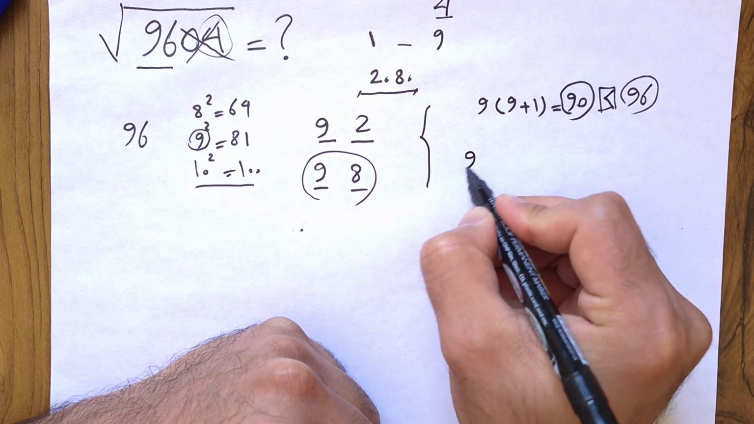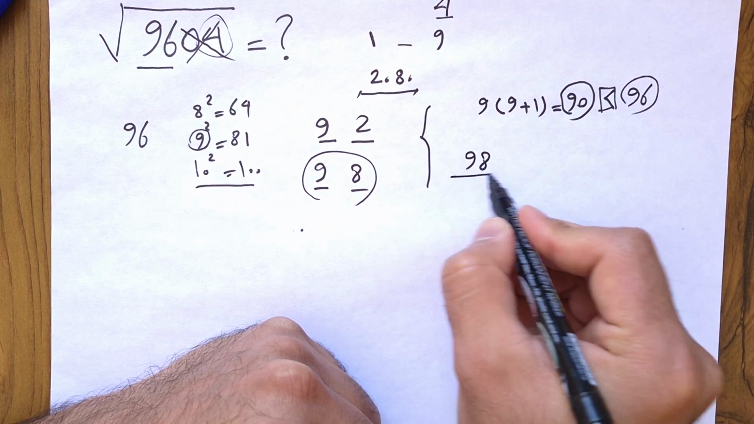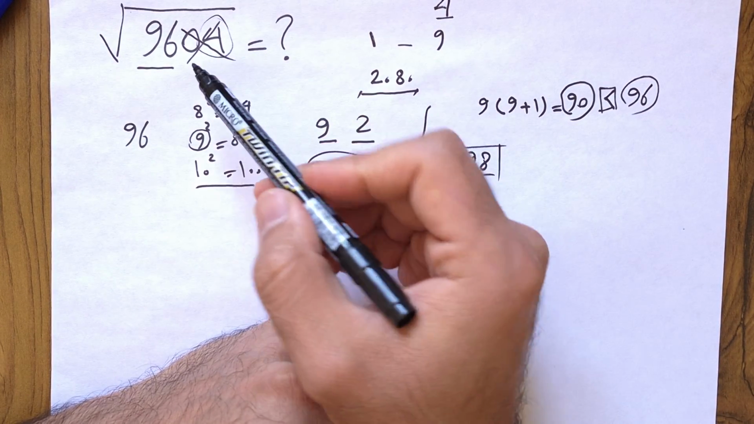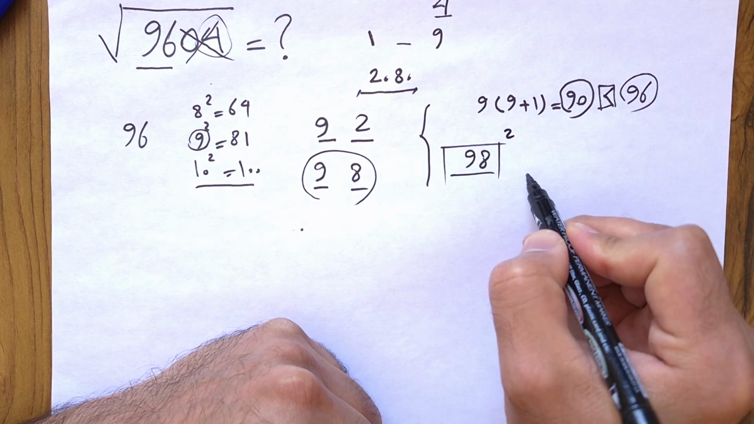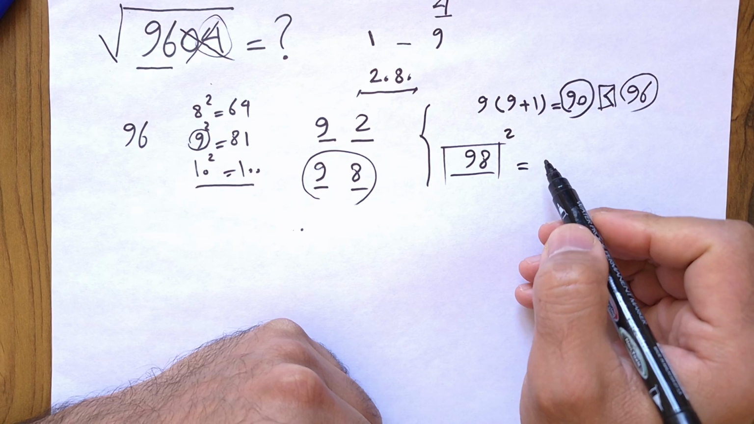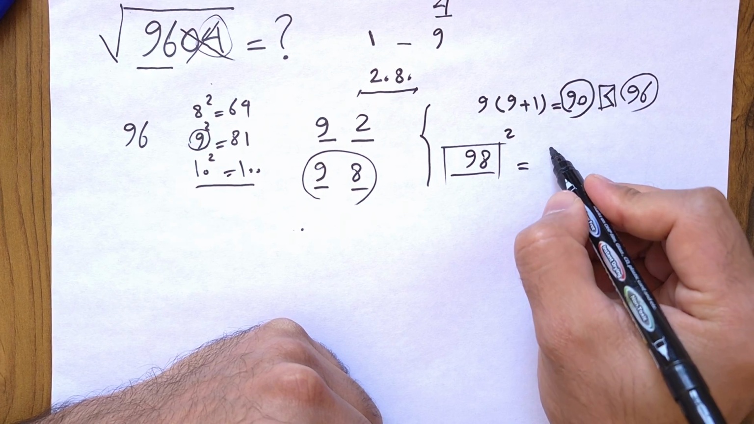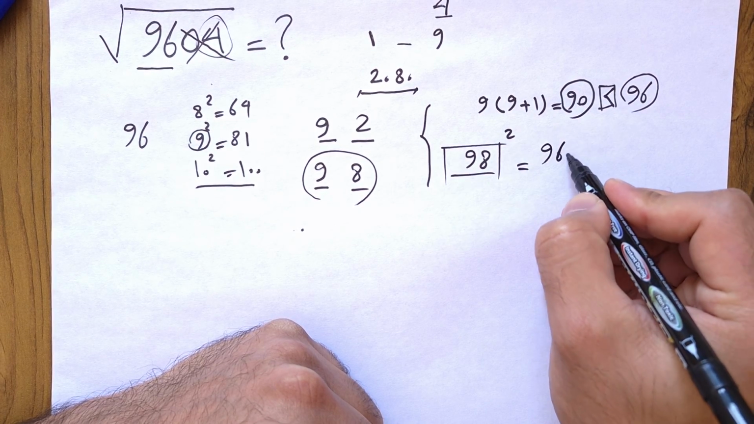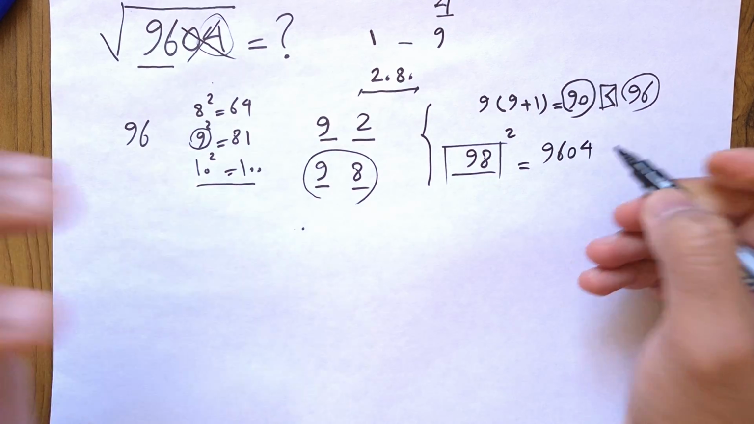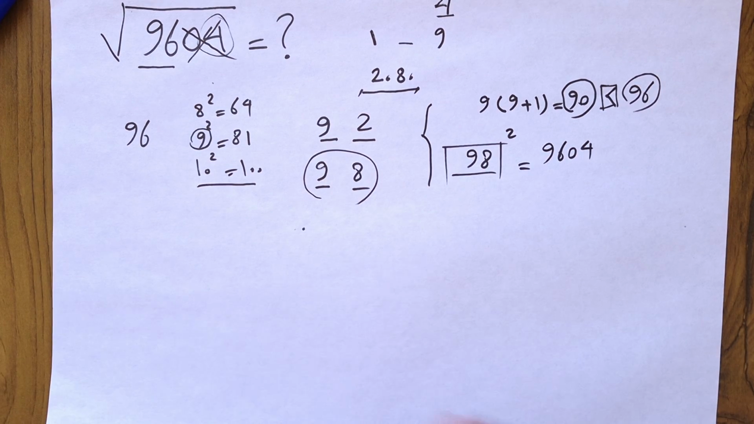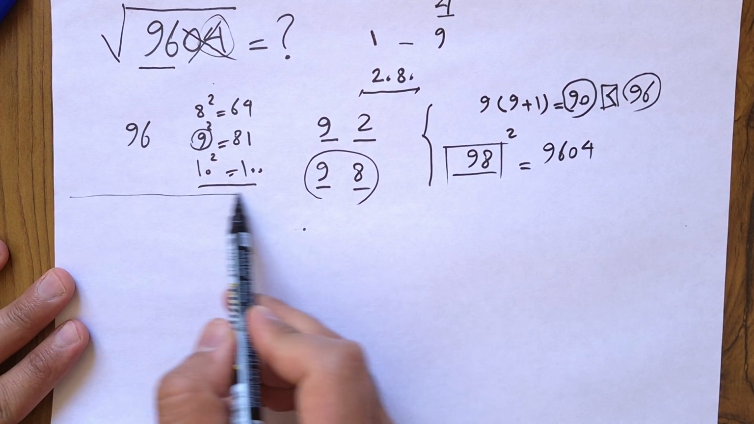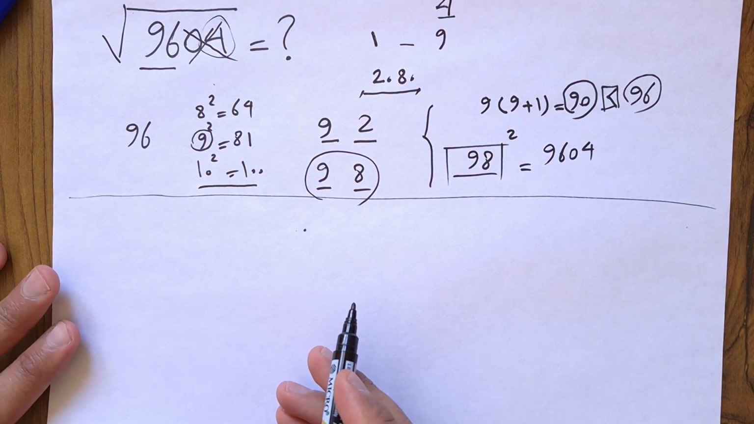So our final answer is 98. 98 is the square root of 9604. In other words, if we raise it to the power of 2, it gives us 9604. So the first example needed a detailed explanation. Let's go with another example.